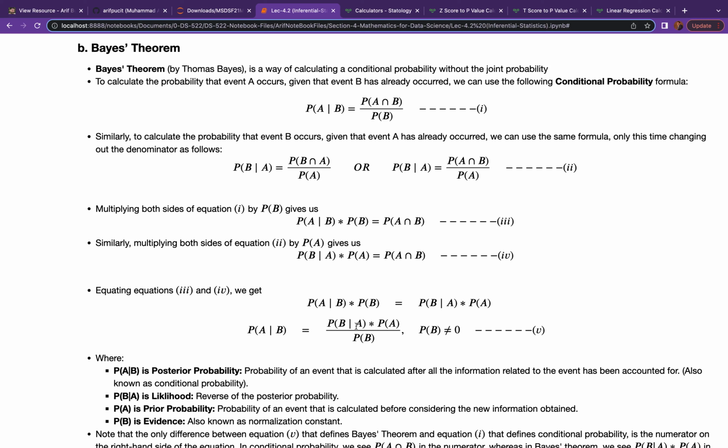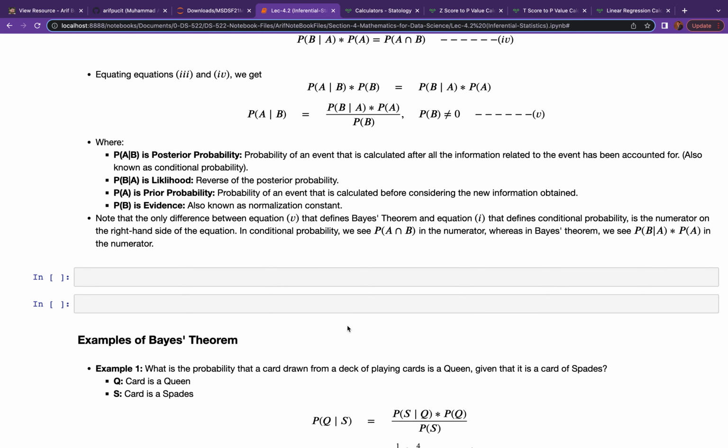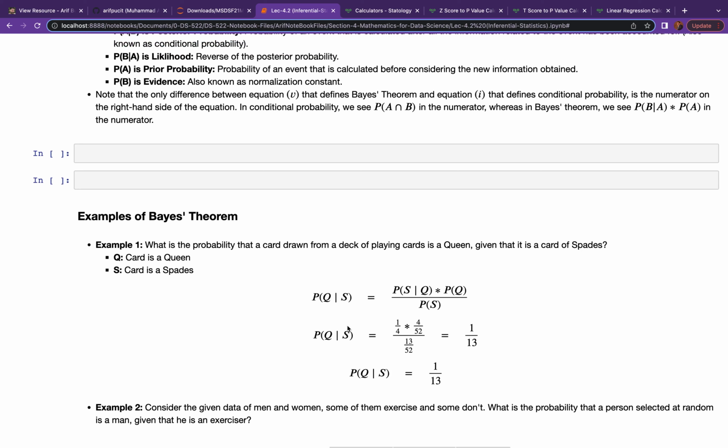My dear students, in this equation, this probability of A given B on the left hand side is known as the posterior probability. This probability of B given A is the likelihood. This probability of A is the prior probability. And in the denominator, this probability of B is also known as normalization constant. Okay, so with this formula of Bayes theorem in mind, let's move on to the example.